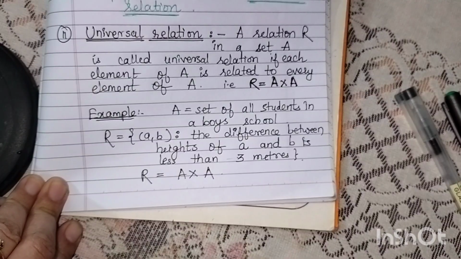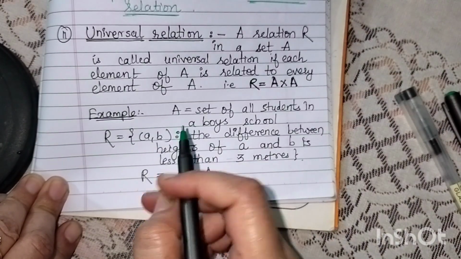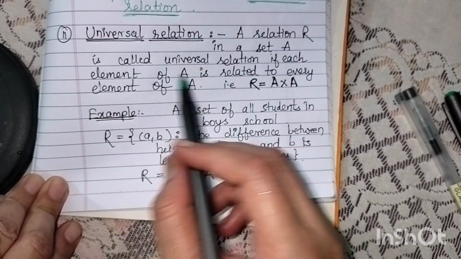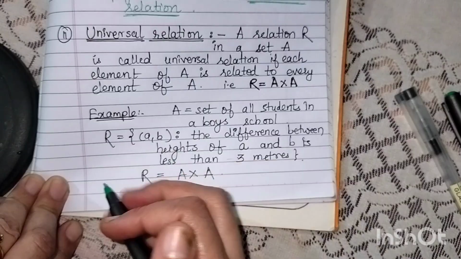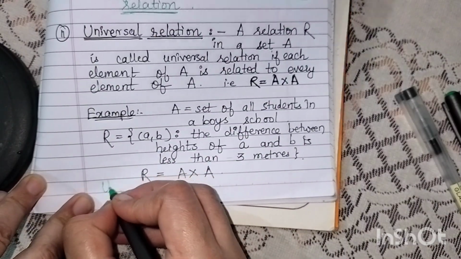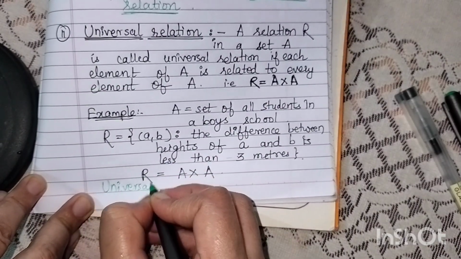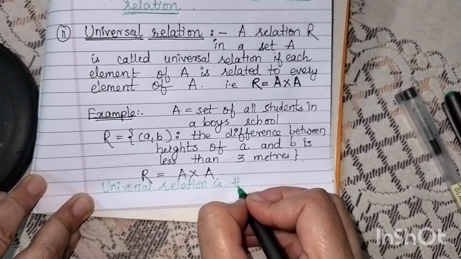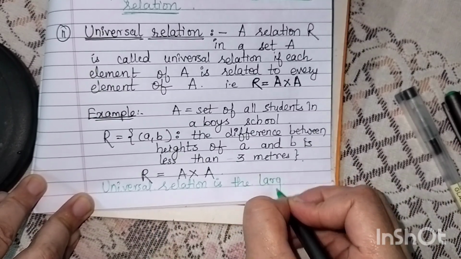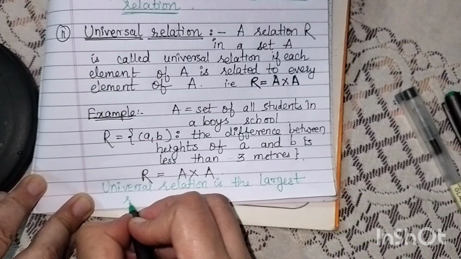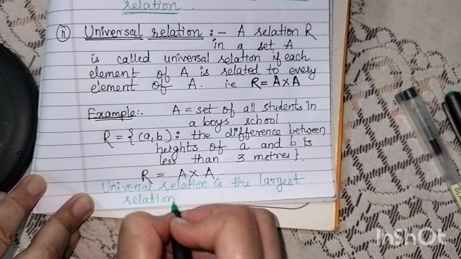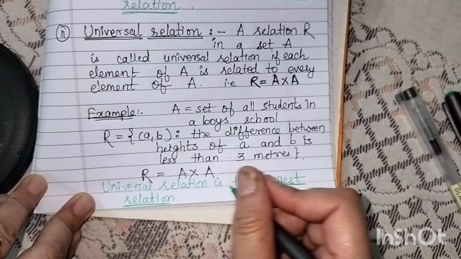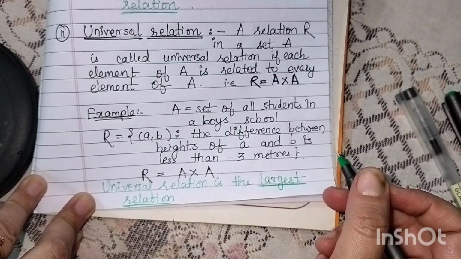Okay, and as you saw, the empty relation is the smallest relation among all. Same way, this universal relation is the largest among all. So universal is the largest relation. So whenever you get a universal relation, that one is the largest.